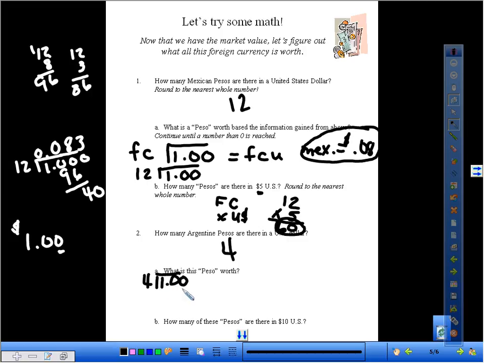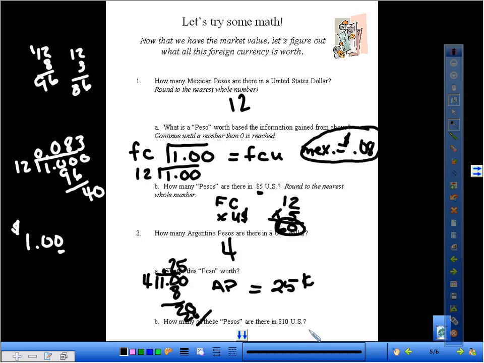So how many times will 4 go into 10? Hopefully you're saying 2. So now I'm left with 2, and how many times will 4 go into 20? 5. And that'll leave me with no remainder, so I don't need to continue. And I already see that I've gone to my tenths, my hundredths spot, so I know that 25 cents, that's how much the Argentine peso is worth.